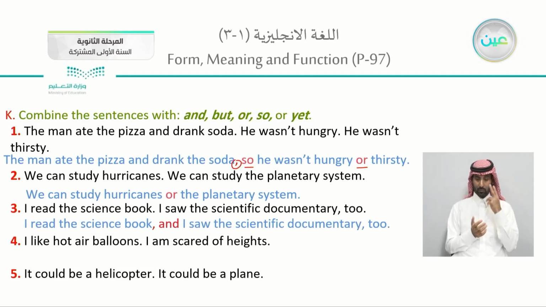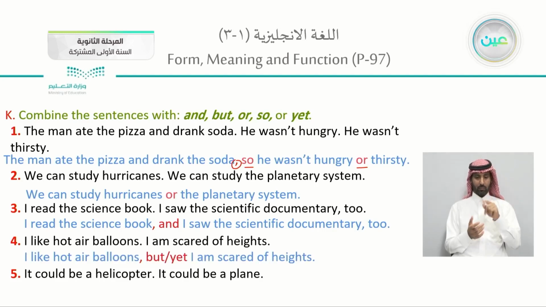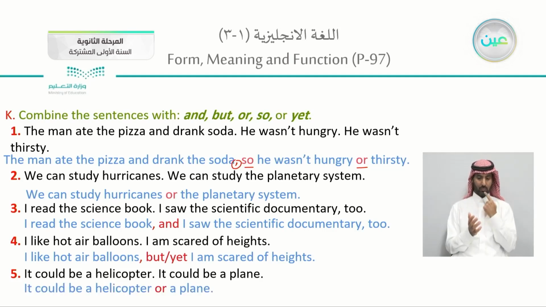Number 4, I like hot air balloons. However, I am scared of heights. Positive and negative. I like hot air balloons, but or yet, I am scared of heights. Number 5, it could be a helicopter. It could be a plane. So we have two options. It could be a helicopter or a plane.